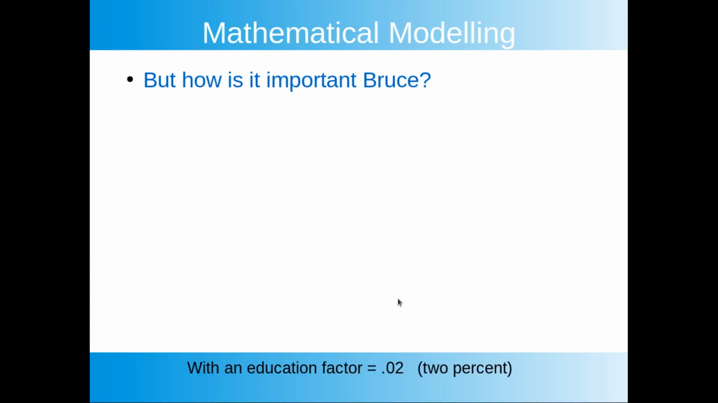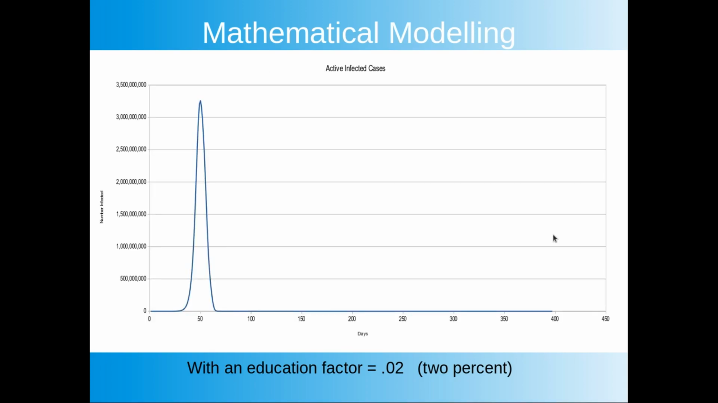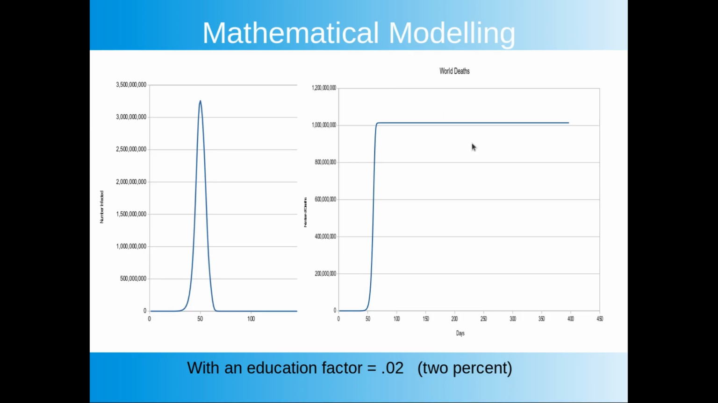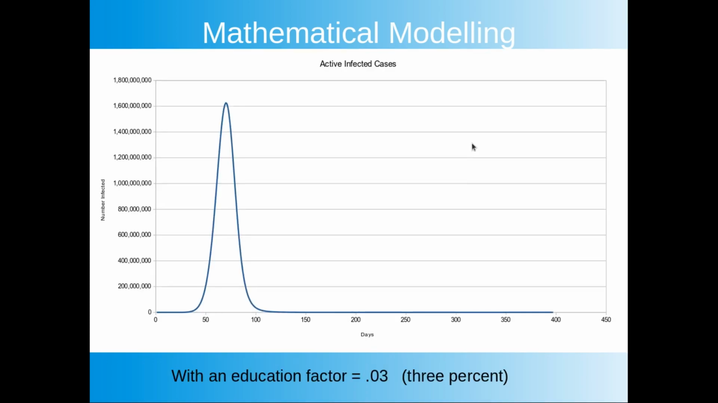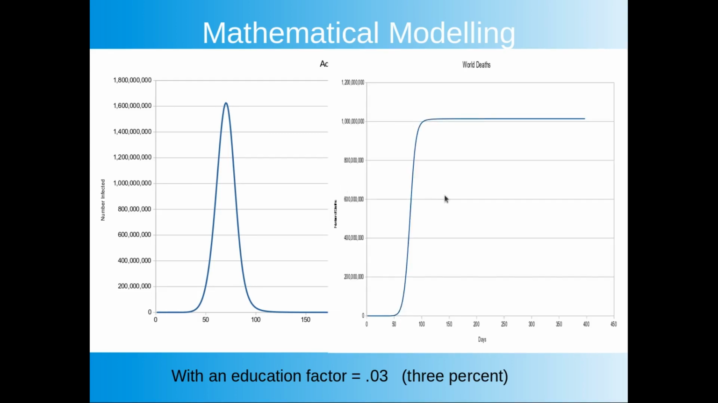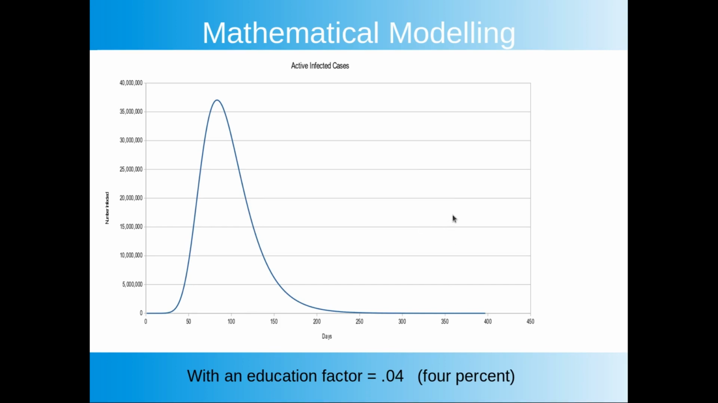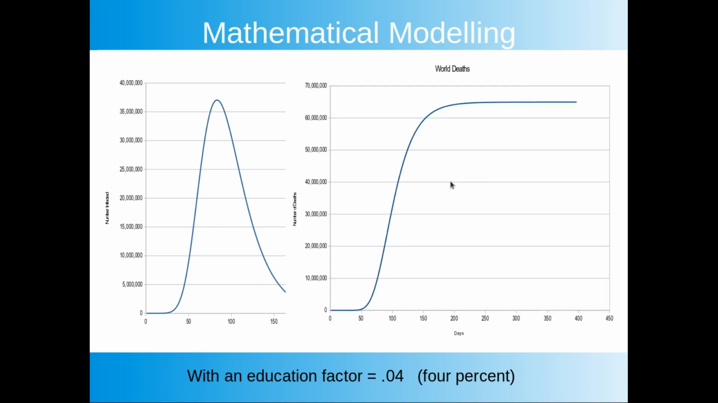How important is it? Well, with an education factor of, let us say, 2% for the entire planet, we would have more than 3 billion people who would be actively infected at any time, and the number of deaths would be over 1 billion people. With an education factor of 3%, we reduce the number of active infected cases to 1.6 billion people. However, the world deaths are still over 1 billion people. With an education factor of 4%, the active infected cases would be reduced to 35 million people, with a death rate of over 60 million people.